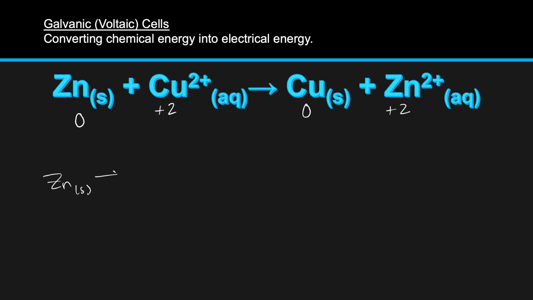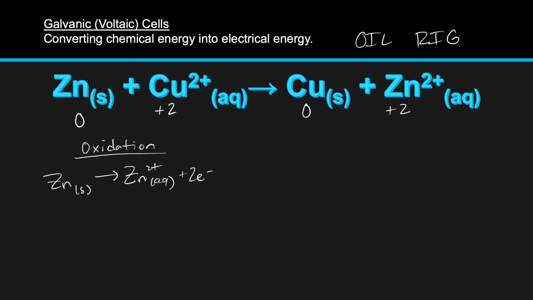So if I have solid zinc becoming Zn2+, I can see I'm not balanced charge-wise. So if I were to add electrons to balance this out, I would need 2 electrons on my product side, which means I am losing 2 electrons. And if you remember, OIL RIG: oxidation is loss, reduction is gain. So since I'm losing electrons, this is oxidation. So this would be the reaction occurring in one of my half cells. And then in the other half cell will be the reduction.